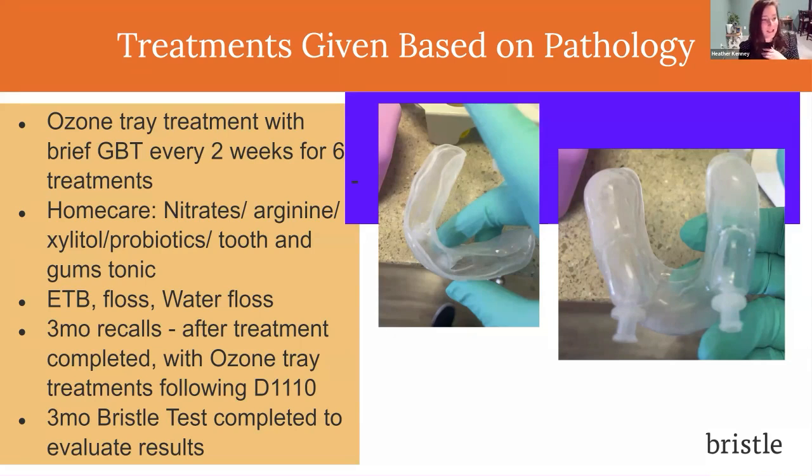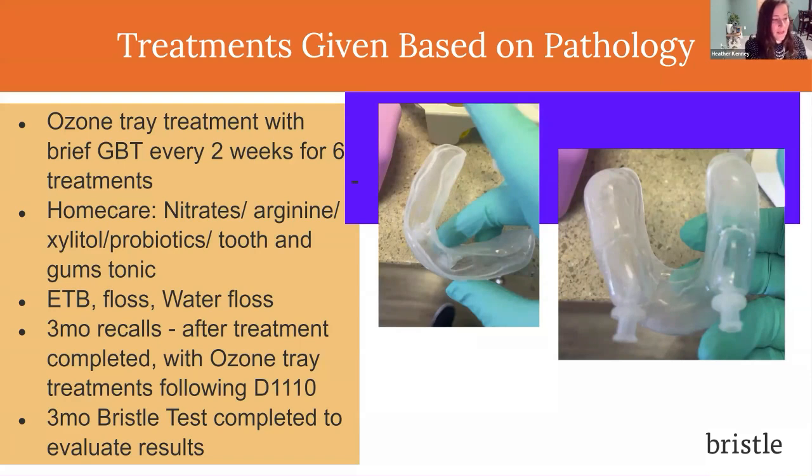She was placed on nitrates, arginine, xylitol, and probiotics. In our office, we had tooth and gum tonic, so that's the antimicrobial that we were using. And then, of course, we made sure she was using an electric toothbrush, flossing, and water flossing. And then I did put her on 3-month recalls because of the risk factors as well.